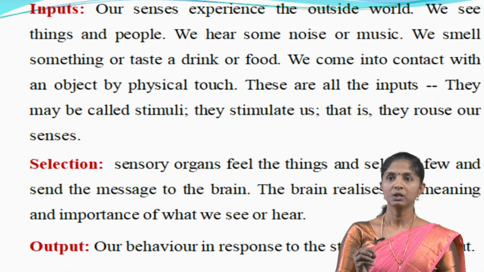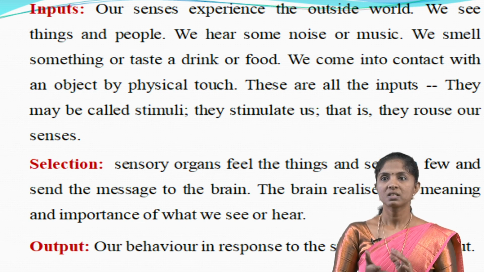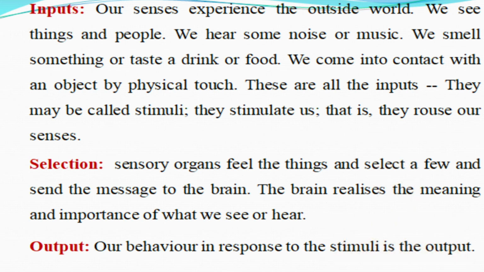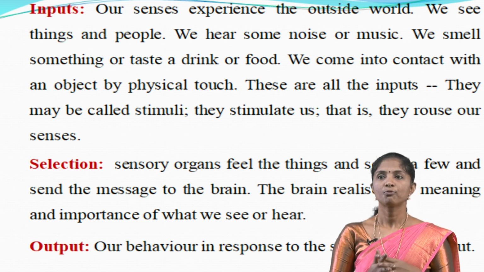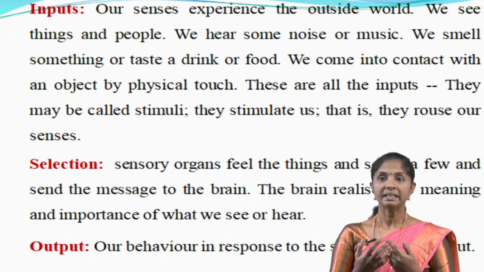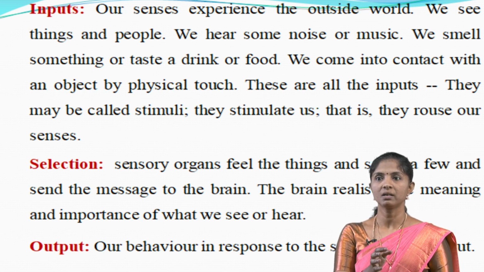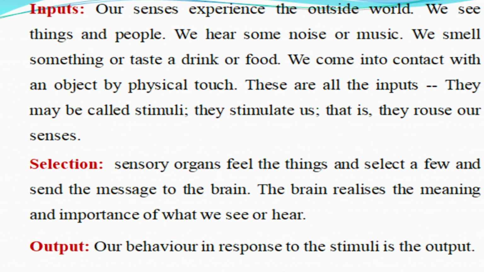So what is meant by selection? Our sensory organs feel things, select a few and send the message to the brain. The brain realizes the meaning and importance of what we see or hear. Then what is the output? Our behavior in response to the stimuli is the output.